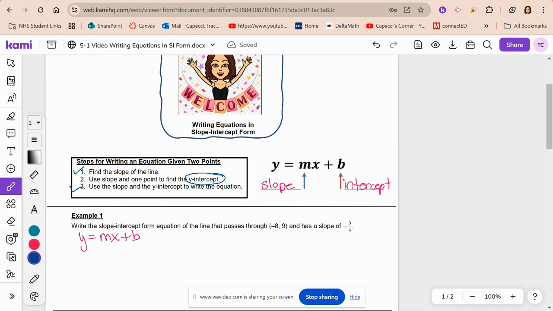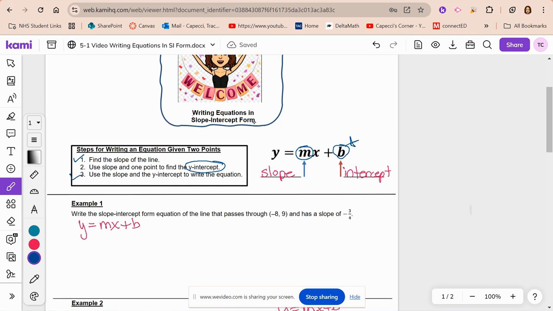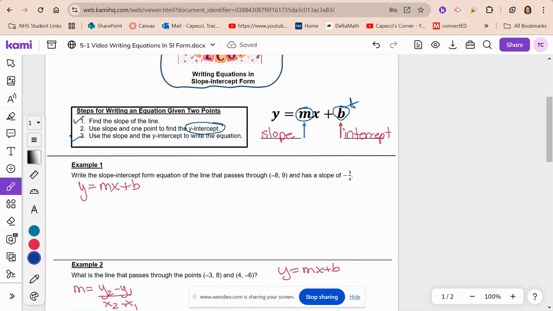So again, here's slope-intercept form. y is equal to mx plus b. We know that the m stands for slope and the b stands for the y-intercept. All right, let's see what we're doing today.